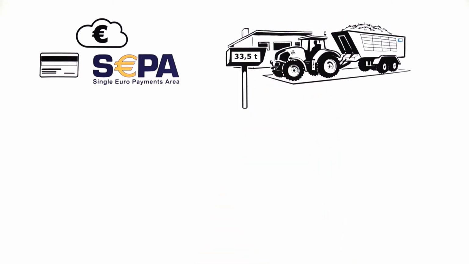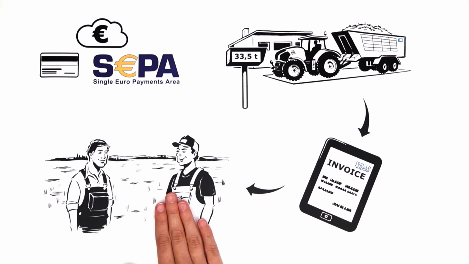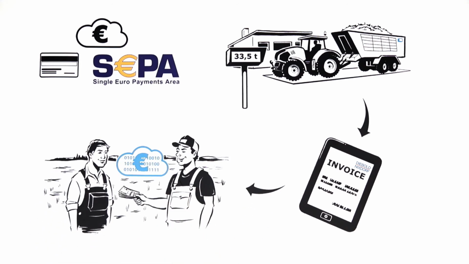The innovative payment technologies are also being used. First, the transport vehicles record the quantity and weight of the harvested material at each delivery. After the harvest, all items are automatically collected and a digital invoice is created. Now, contractors and farmers can easily balance accounts at the end of the day.